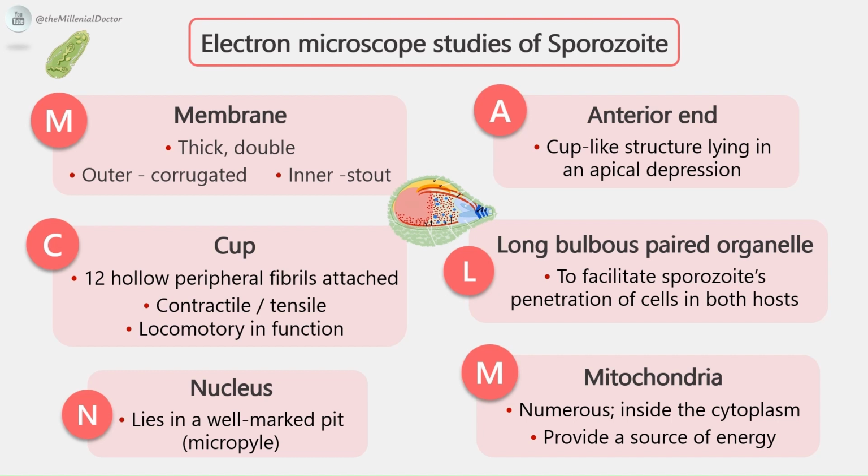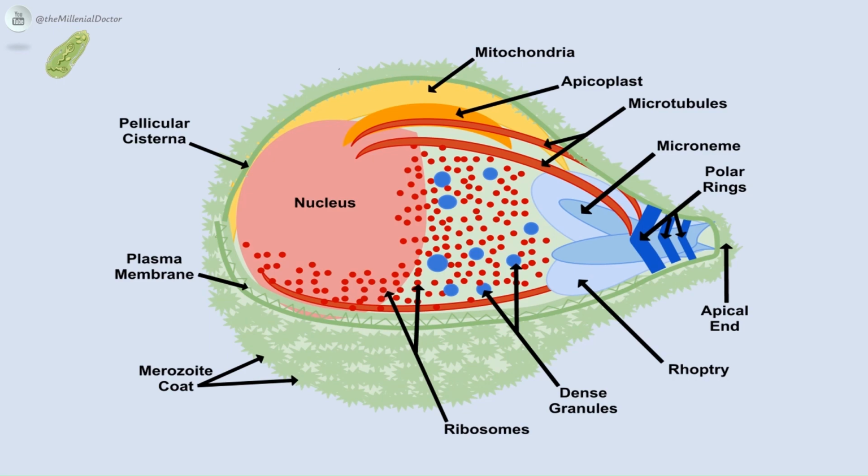A long bulbous paired organelle is presumed to secrete a proteolytic enzyme to facilitate sporozoite's penetration of cells in both hosts. The nucleus lies in a well-marked pit called the micropyle. Inside the cytoplasm are numerous mitochondria which provide a source of energy. This is the sporozoite as seen under electron microscope.